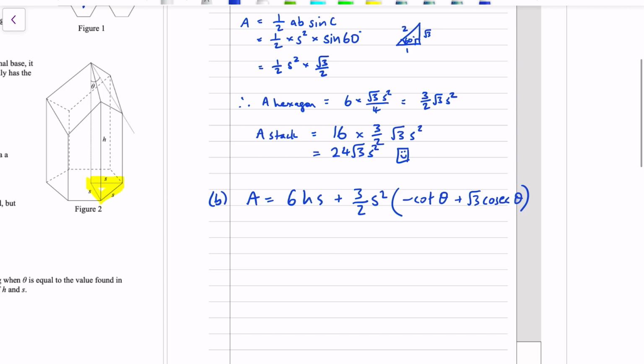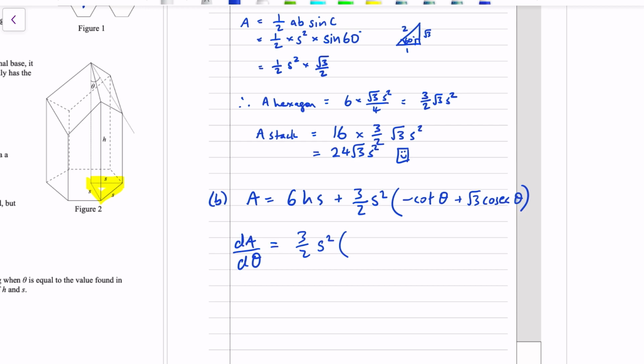We're finding the minimum surface area, so actually, rather than be lazy and write a dash, I'm going to write dA d theta to remind me that I'm differentiating with respect to that being the only variable in the question. The other two variables are treated as constants. 6hs is fixed, so it differentiates to nothing. 3 over 2s squared can sit in the front, and then we need to differentiate minus cotan and root 3 cosec theta. So this is just really an achieved question.